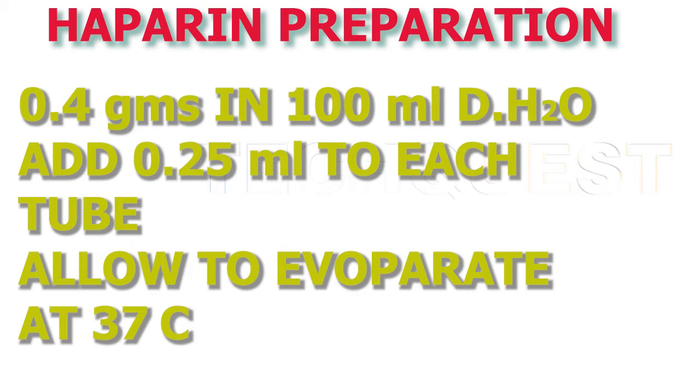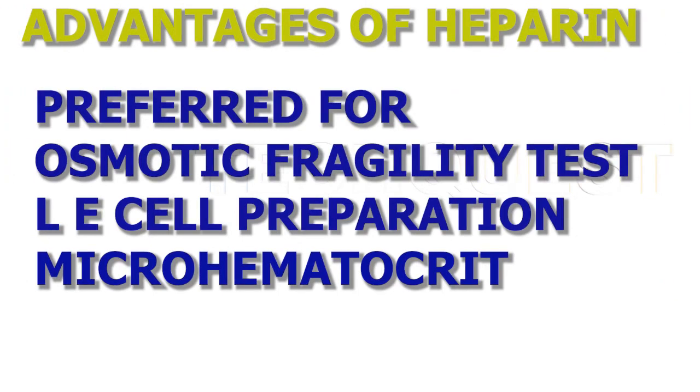0.25 ml of this solution is added to each of the series of tubes and evaporated to dryness at 37 degrees centigrade. Advantages: it is a preferred anticoagulant for the osmotic fragility test and is used in early cell preparation. Heparin coated capillary tubes are used as microhematocrit tubes. Disadvantages: heparin gives a blue background in Romanowsky stains and causes leukocyte and platelet clumping, which makes it unsuitable for hematology studies.